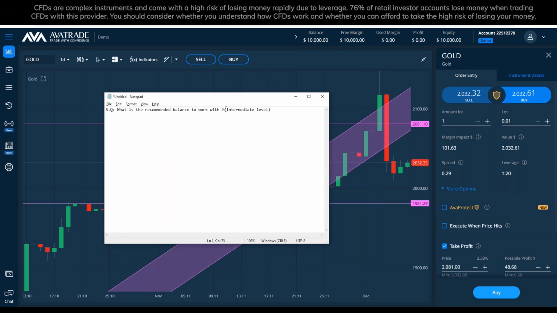Okay, let me try it otherwise, okay? What is preferred? Balance of $100, $1,000, $5,000, $10,000, $20,000 or more. Or more. This is again intermediate, right?